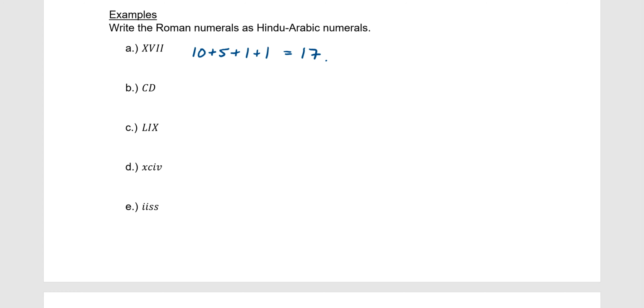Next for B, we have CD. So C is 100 and D is 500. Since C is smaller than D and it's before it, we have to subtract it. So that's 500 minus 100 because C was smaller than D here. Subtracting these, we get 400.